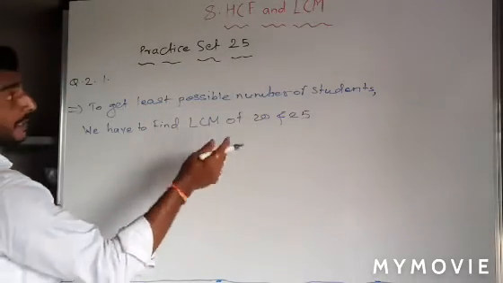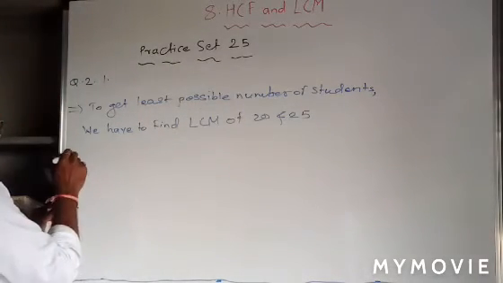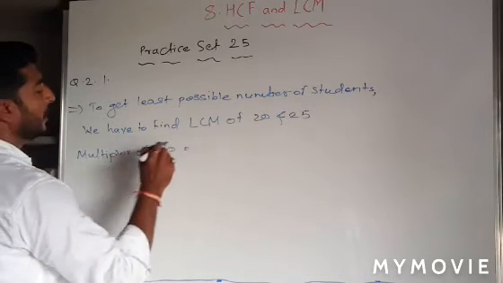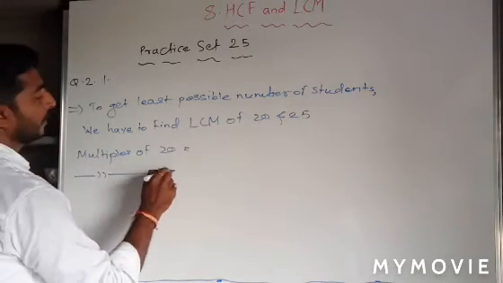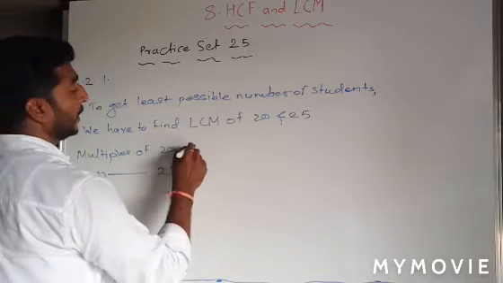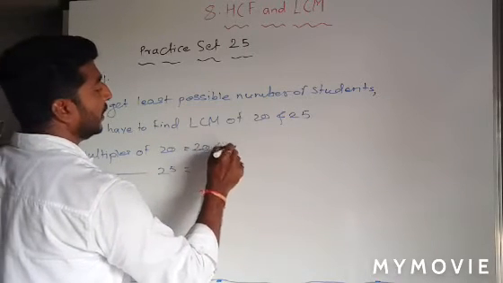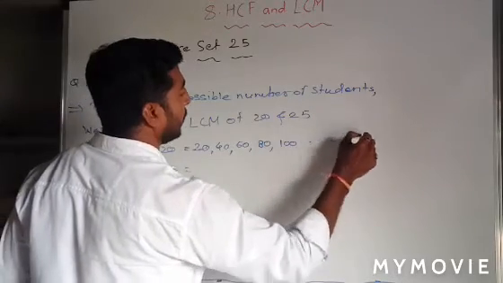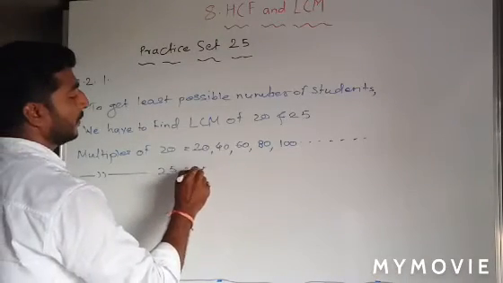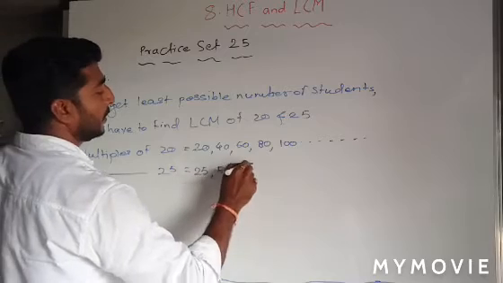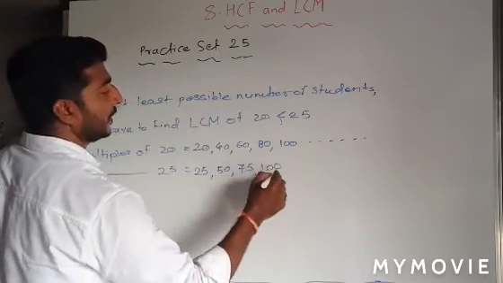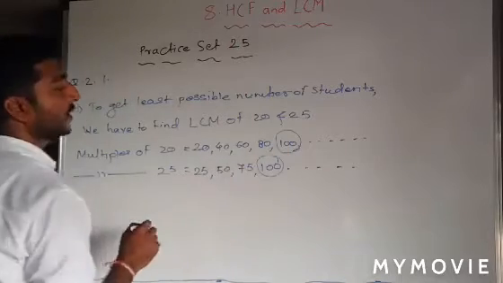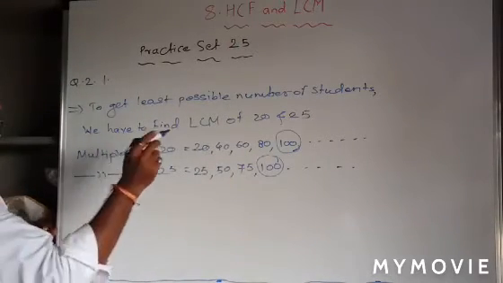So for finding the multiples of 20 and 25, what we have to do? We have to write the multiples of 20 and multiples of 25. So you know the table of 20. So 20, 40, 60, 80, 100 and so on. 25, 50, 75, 100. So you got 100 here as the least. So no need to find further multiples. So here the lowest common multiple of 20 and 25 is 100.